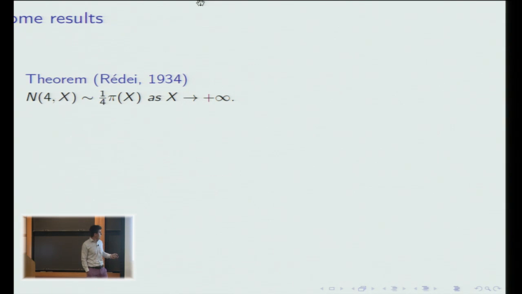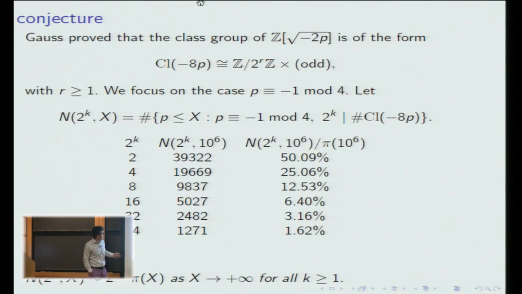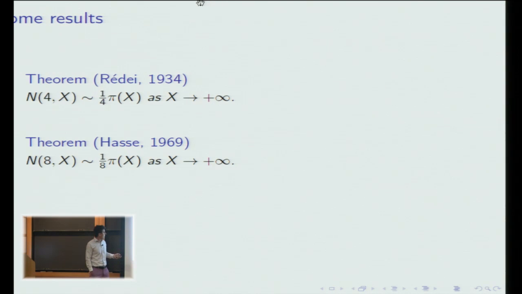So what are some of the results in this direction? So already in the 1930s, Rédei showed that the conjecture is true for k equals 2, so for divisibility by 4. For 2, oh no, so we already restricted ourselves to the primes that are minus 1 mod 4. Yeah, so for all of those, 2 divides the class number. Yeah, that's okay. With a basic application of class field theory, Hasse in 1969 was able to prove the conjecture for divisibility by 8.